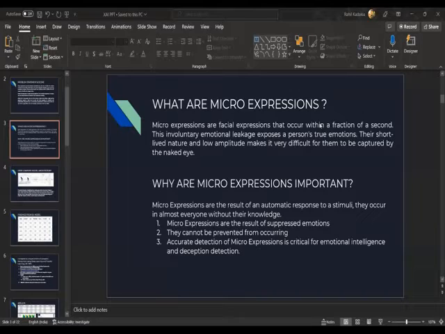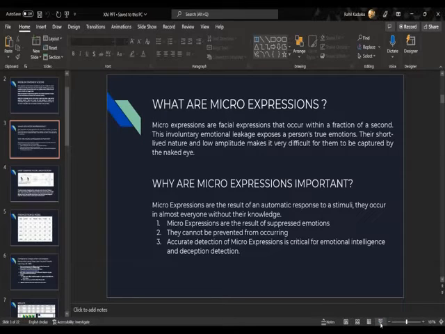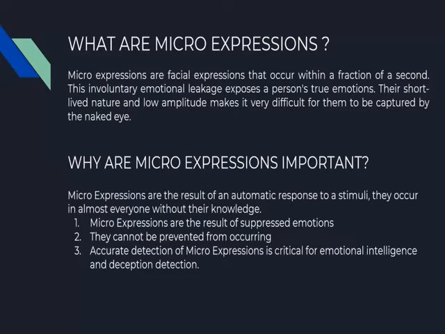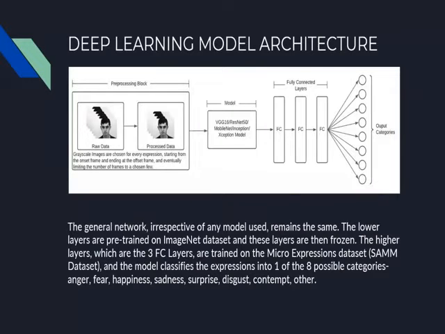But how are they of importance to us? Microexpressions are actually a result of suppressed emotions. They cannot be prevented from occurring, unlike macro expressions. So now Parth will explain to you all how we designed this architecture and what our mini project was, that is, how we detected microexpressions and later on how we analyzed them.